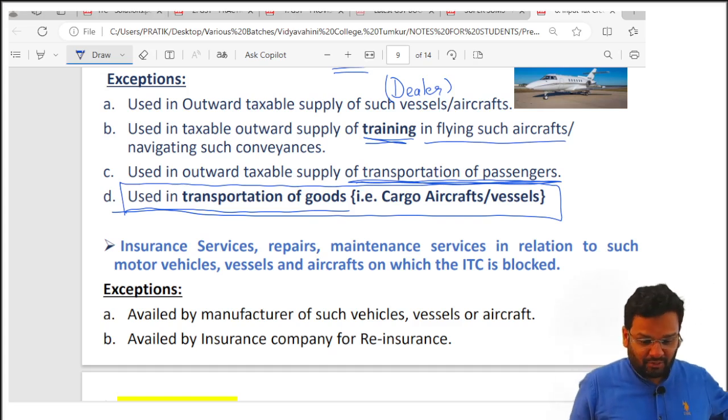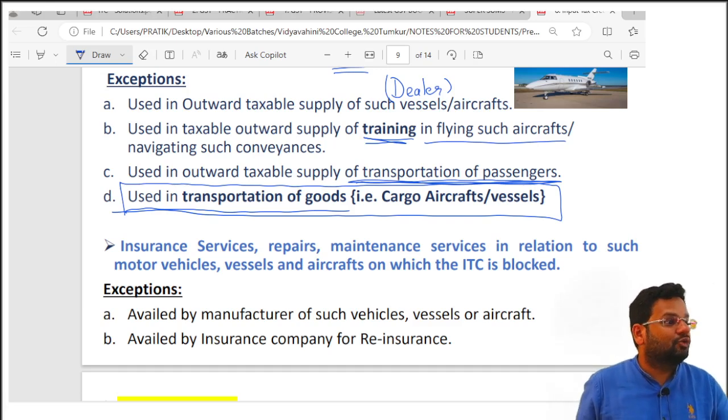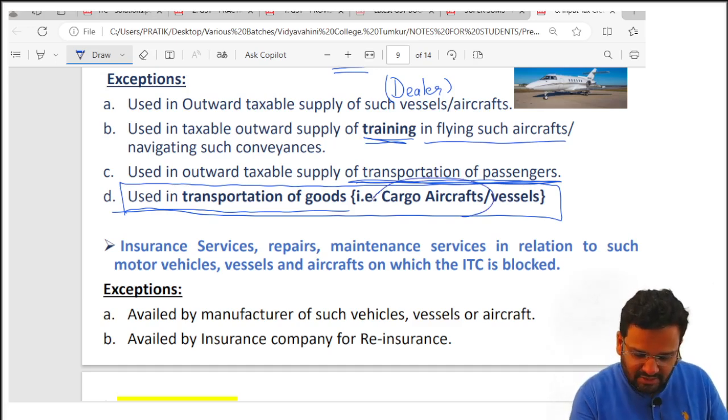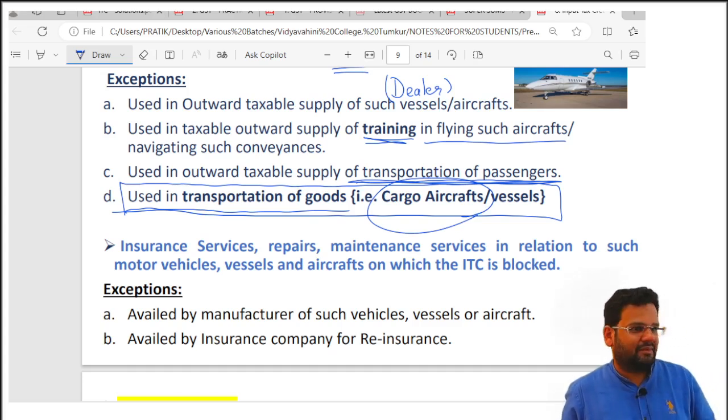That's what I was telling you. Key use is for transportation. And please understand, use for transportation means actually they should be cargo aircrafts. You cannot purchase a normal aircraft, transport something in it, and say please allow me ITC. That will not happen. There should be cargo aircrafts, specially designed for transporting goods.